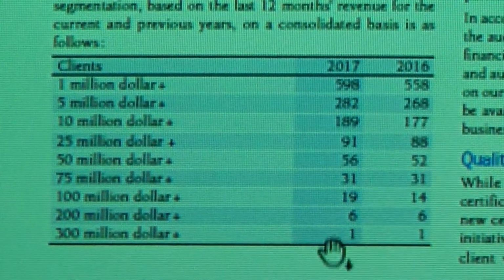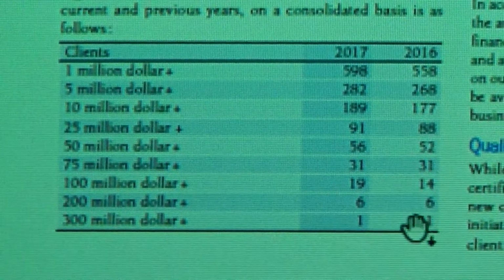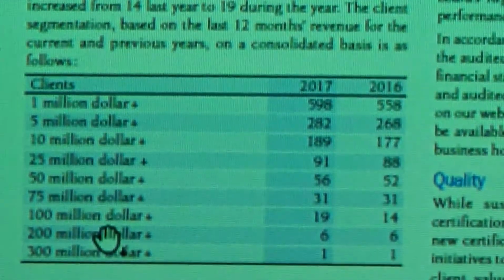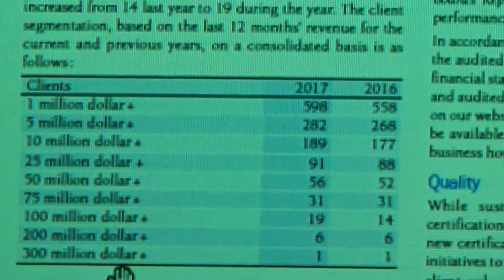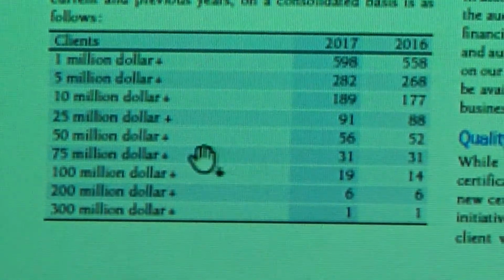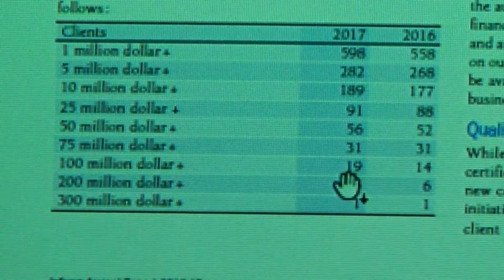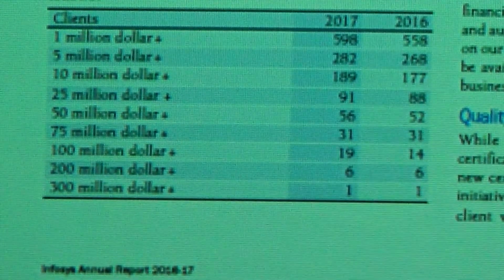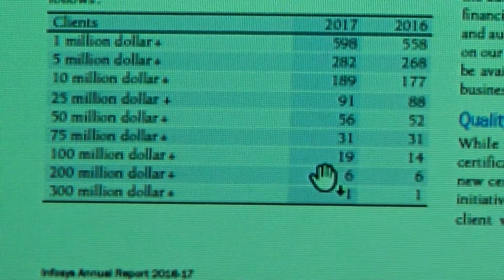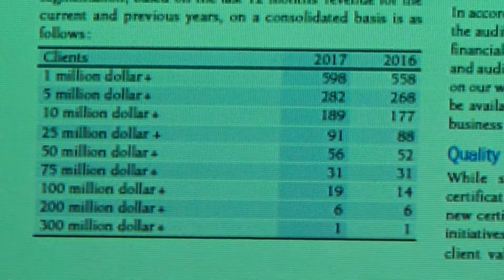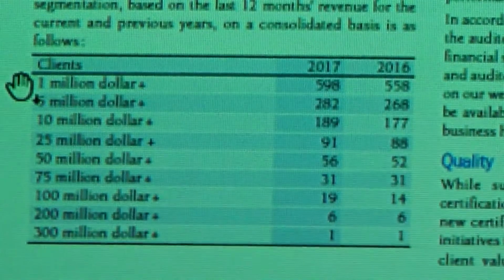You can see that in the big segment it remains quite constant, from 1 to 1 and 6 to 6, in the segment of more than 200 million to 300 million. But in the 100 million segment, they have acquired about 5 new clients. That's a good thing, it means an addition of $500 million revenue coming from there. So that's an important summary shot of what their client base is presenting.